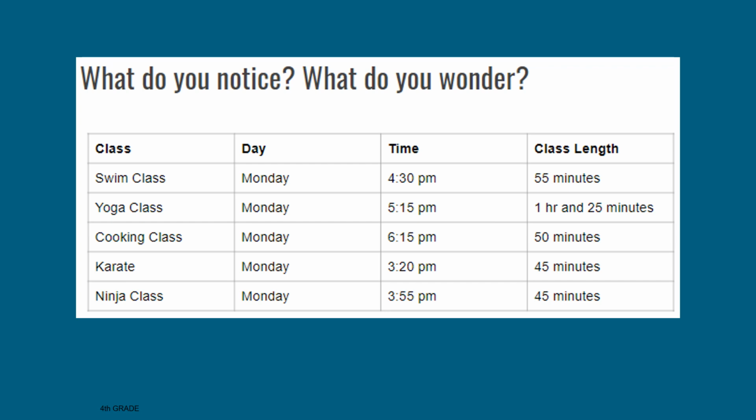Here are some of my noticings. I noticed that this column shows the different classes that are being offered. I noticed that they all take place on a Monday, that they all start at different times, and that this column shows how long the class will last. Some are listed in minutes, and some are listed in hours and minutes.